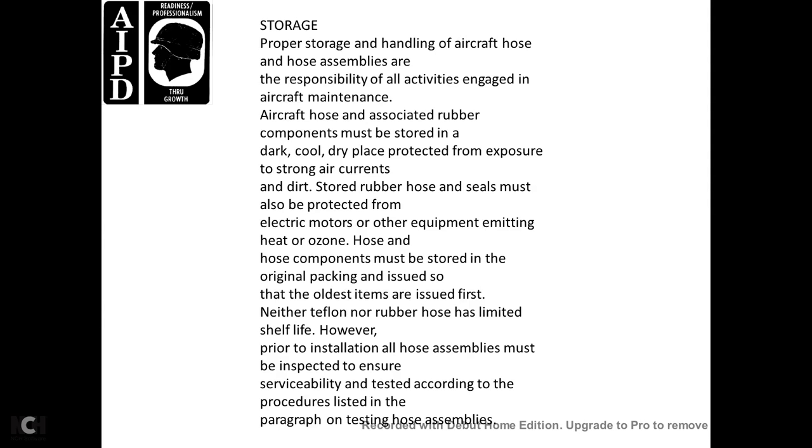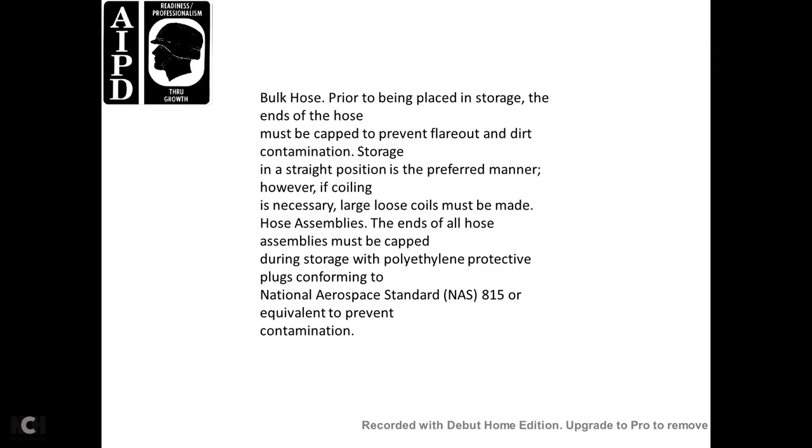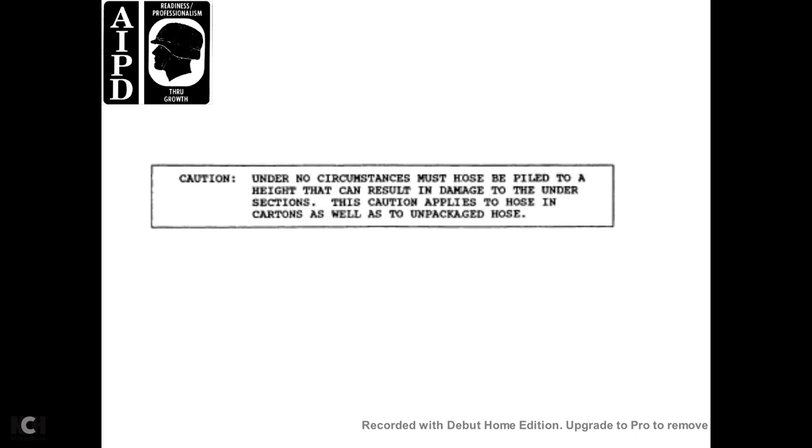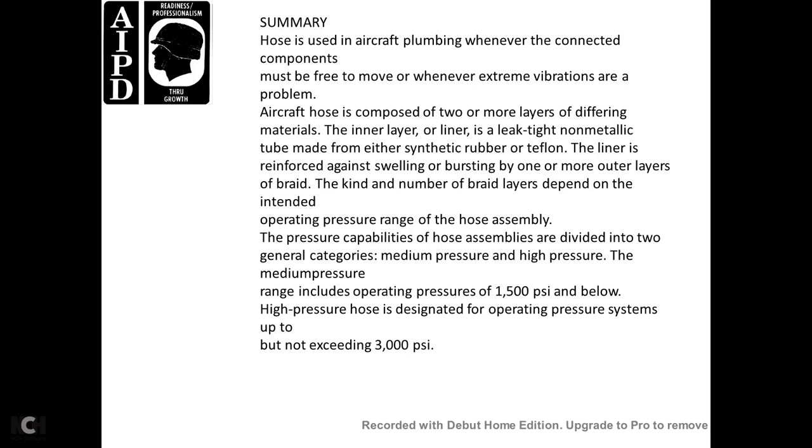Neither Teflon nor rubber hose has limited shelf life. However, prior to installation, all hoses and assemblies must be inspected to ensure serviceability, testing according to the procedure listed in the paragraph on testing of hose assemblies. Bulk hoses: prior to being placed in storage, the ends of the hose must be capped to prevent flare out, dirt and contamination. Storage in the straight position is preferred. However, if necessary, large loose coils must be made. Hose assemblies: the ends of all hose assemblies must be capped during storage with polyurethane protective plugs conforming to National Aerospace Standard 815 or equivalent to prevent contamination. Caution: under no circumstances must hose be piled to a height that can result in damage to the lower section. This caution applies to hose in cartons as well as unpacked hoses.